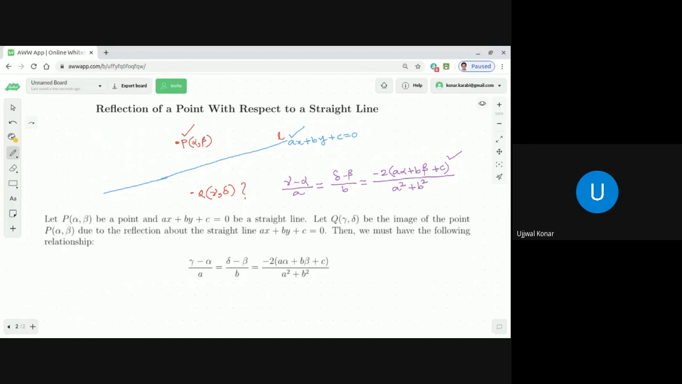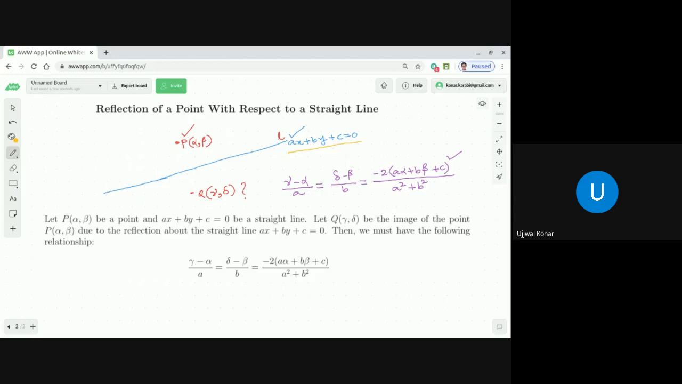And not only that, there is a way you can remember this. Your equation is Ax plus By plus C equal to 0. So just substitute alpha instead of x and beta instead of y, then you get A alpha plus B beta plus C, and you multiply by minus 2, divided by the coefficient of x square plus the coefficient of y square, that is A square plus B square. And what are gamma and alpha? Gamma and alpha are nothing but the x coordinates of the points Q and P. So gamma minus alpha by A, where A is the coefficient of x in the equation of the straight line.